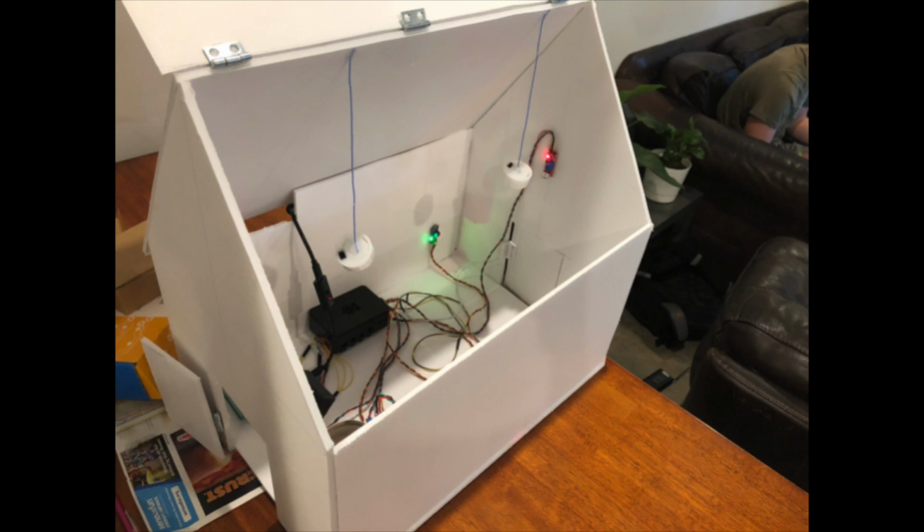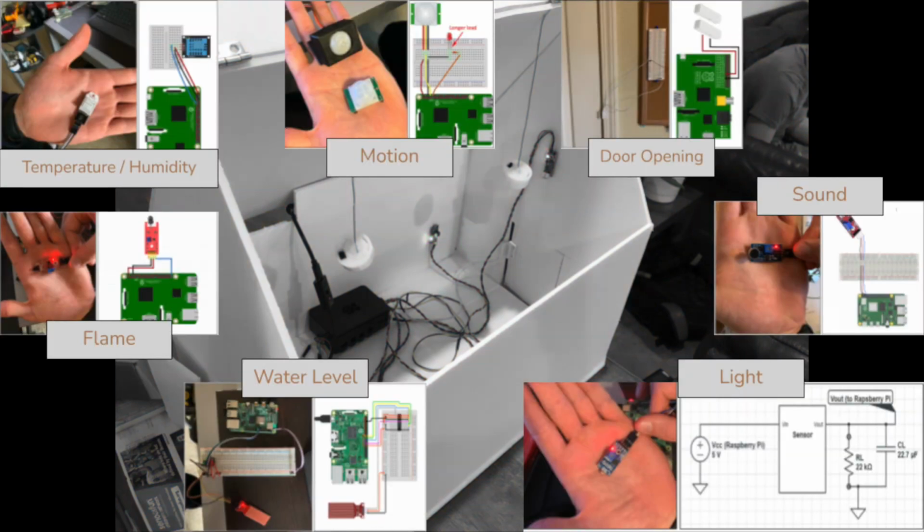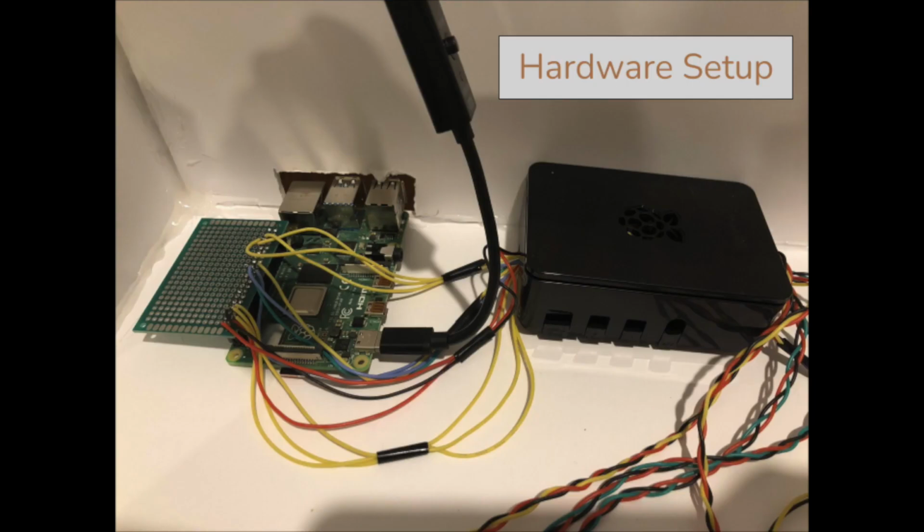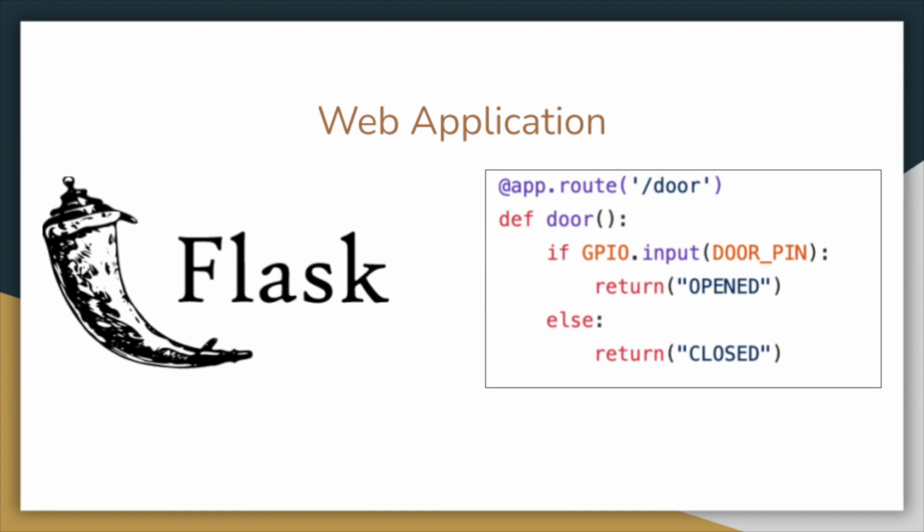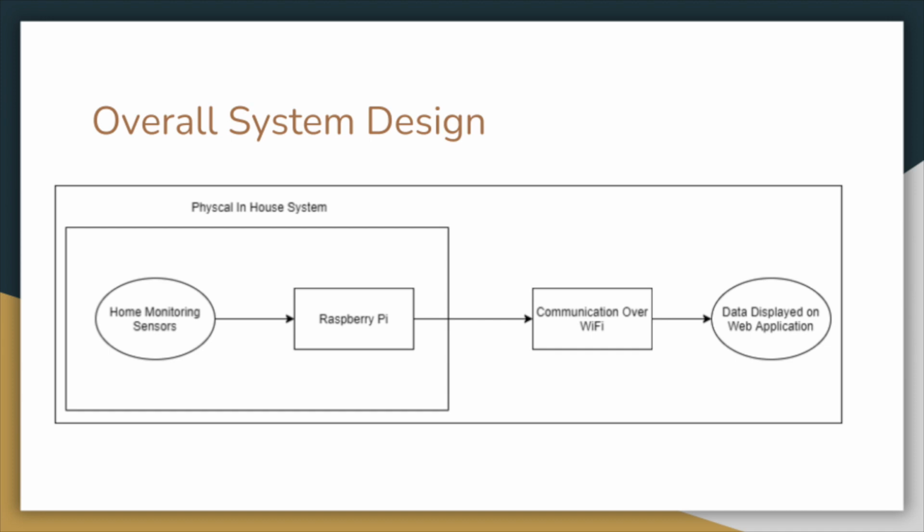For our design solution, we devised a home monitoring system with 7 modules sensing temperature, humidity, motion, sound, door opening, and water level. These sensors are connected to a Raspberry Pi microcomputer, which serves as a central hub for our monitoring system. The Raspberry Pi also hosts a web server developed with Flask. This server interfaces with the sensors, collects data, and hosts a web page that allows the user to view and interact with the monitoring system.